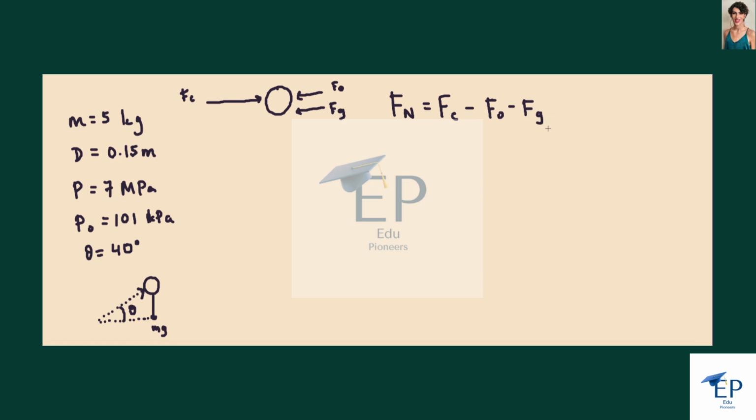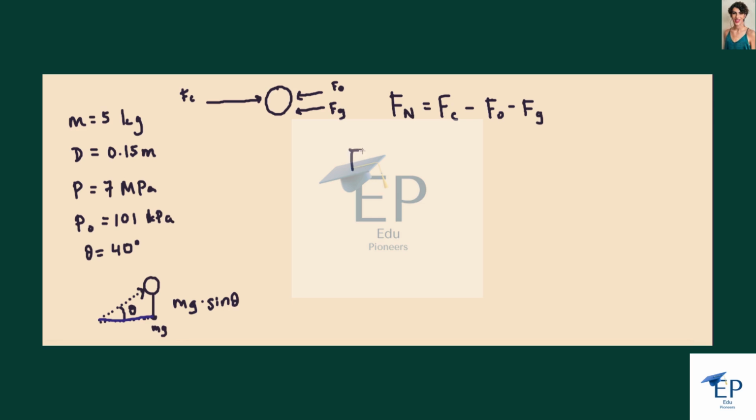For the force due to gravity, we can't directly use m times g because it is traveling at an angle. So we only want to take into consideration this horizontal component of the gravitational force. What that will be equal to is mg times sine theta. So that'll be the force due to gravity going along the horizontal axis.